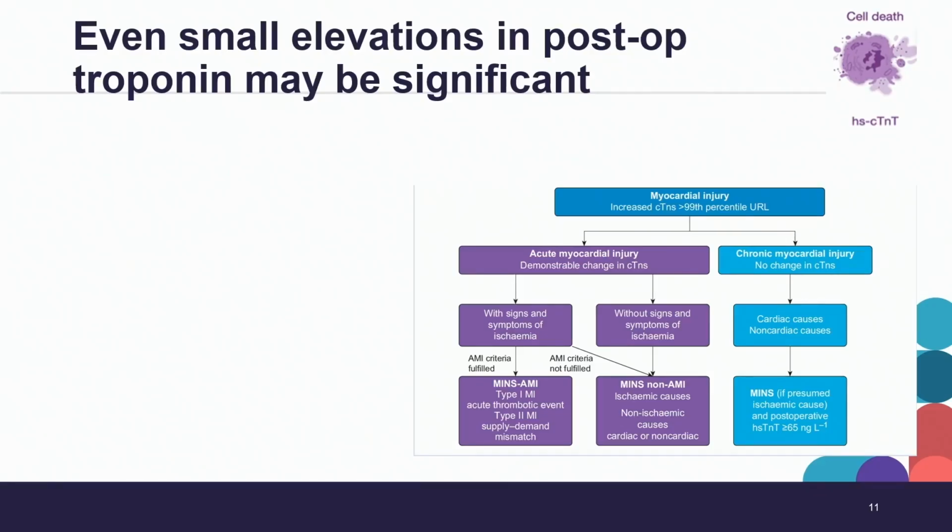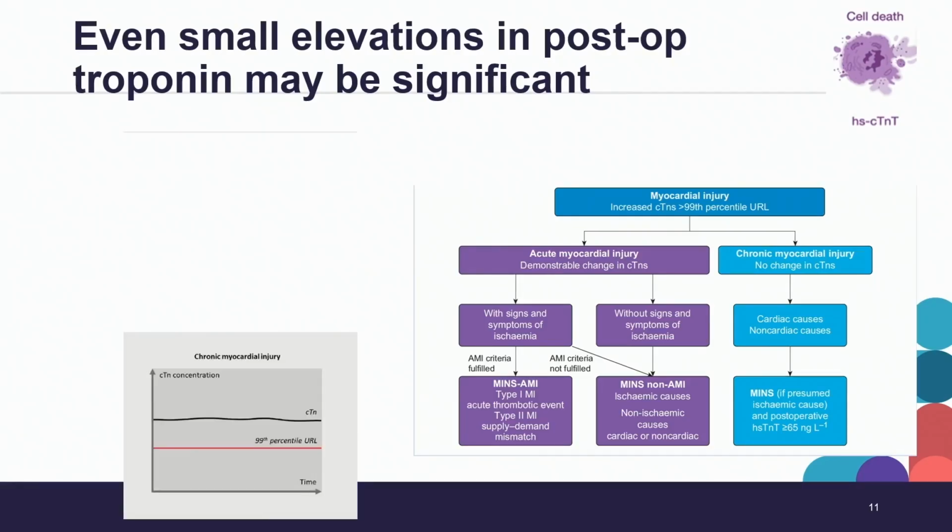MINS includes type 1 MI due to plaque rupture, type 2 MI due to supply-demand mismatch, and troponin elevations without overt MI, as long as the cause is presumed to be ischemic, meaning that non-ischemic causes like PE, sepsis, and stroke have been ruled out. And MINS is far from benign. It's associated with a 30-day mortality rate of about 10%. Even patients who never report ischemic symptoms have an elevated mortality rate. So stated differently, asymptomatic MINS still carries real prognostic weight.